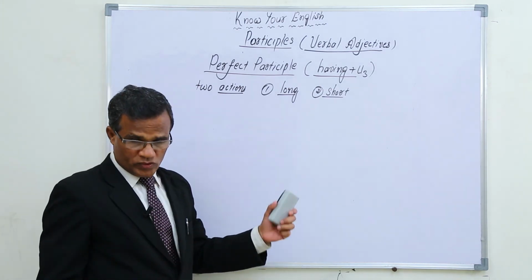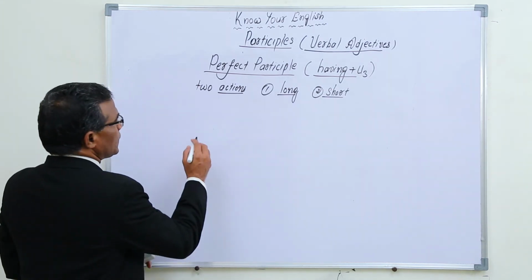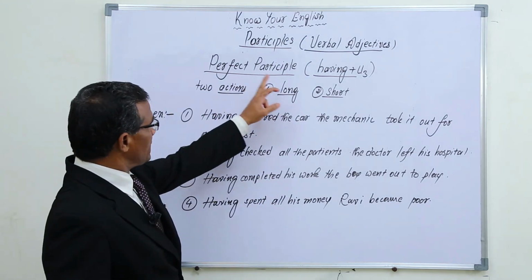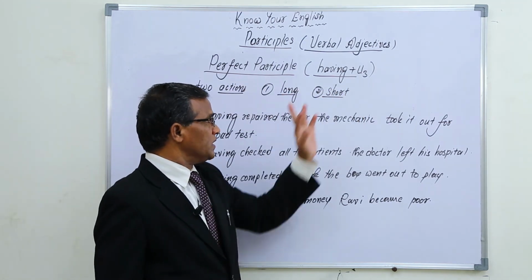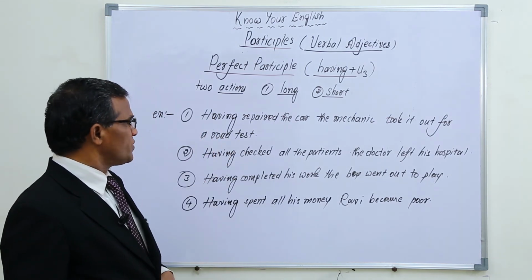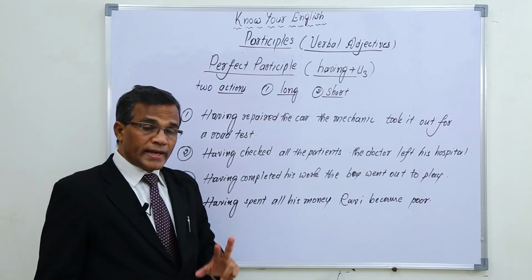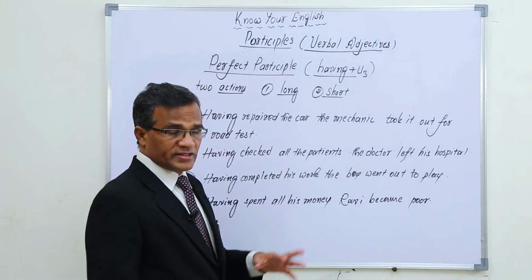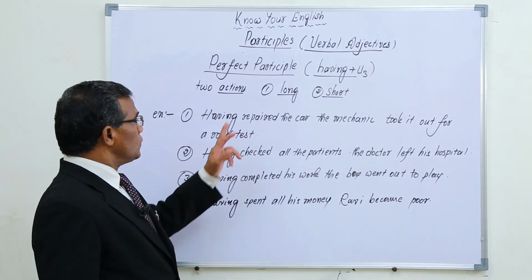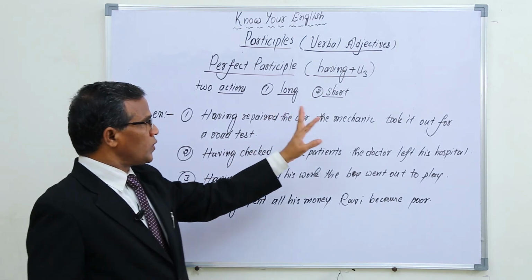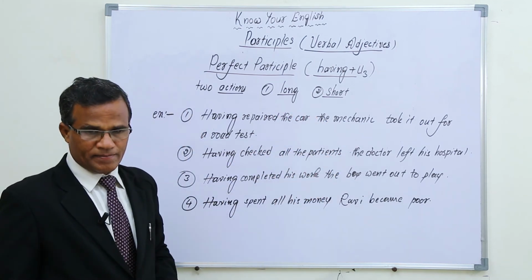So in what way we use this one, I'll give examples. Okay. Now let me explain this one. Perfect participle having plus V3, and this is especially used when two actions take place in a sentence. In a single sentence only, when two actions take place, we use having plus V3 for long action, and for shorter action we leave it the same.